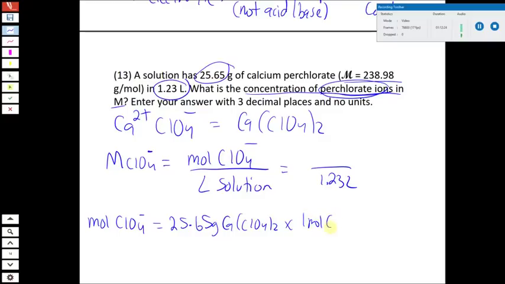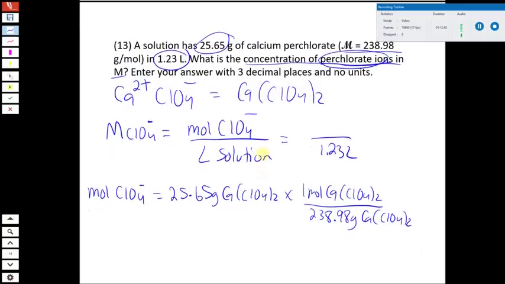So 1 mole of calcium perchlorate has a mass of 238.98 grams. So that gets us moles of calcium perchlorate, but the step that I want to emphasize yet again, that many of you forget, is that we are only looking in this case for the concentration of perchlorate ions. So if we're dealing with concentrations of individual ions, or the total concentration of ions, we need to think about how many of those ions are in the formula. So this is calcium with 2 perchlorates, so we know that there's going to be 2 moles of ClO4 minus for every 1 mole of calcium perchlorate that we dissolve.